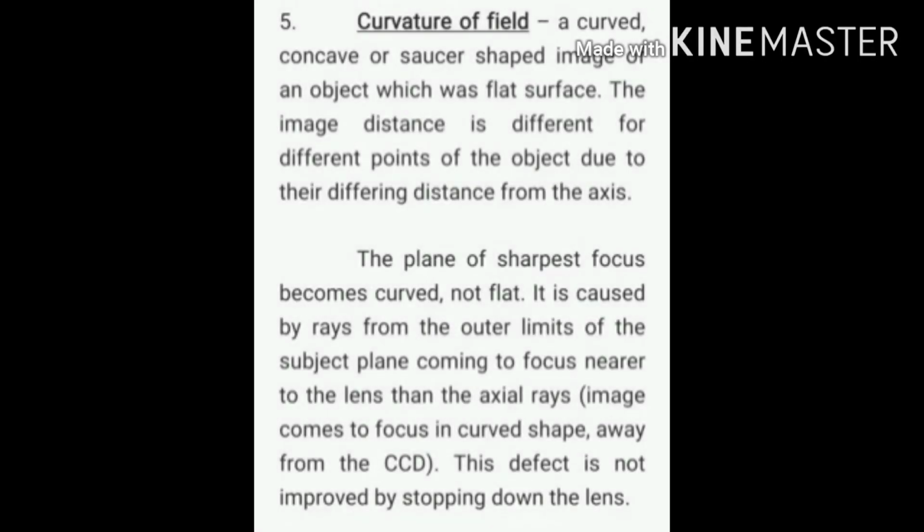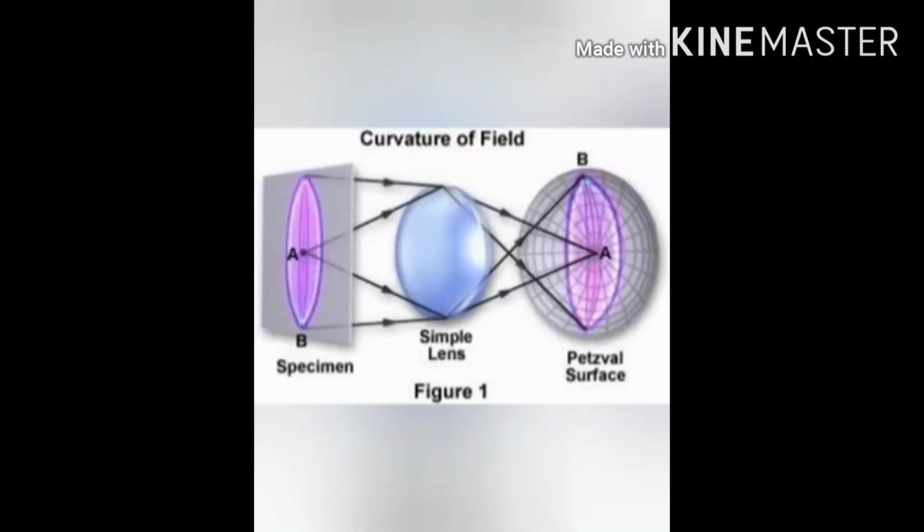Number 5. Curvature of field. A curved, concave or saucer-shaped image of an object which was a flat surface. The image distance is different for different points of the object due to their differing distance from the axis.